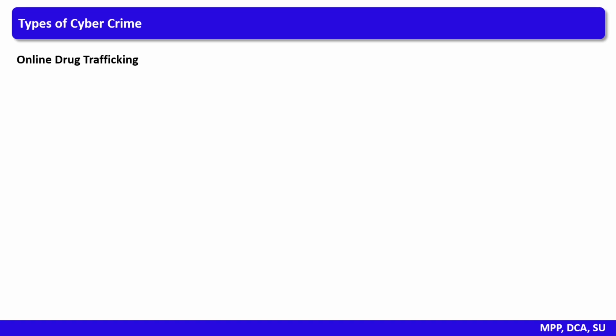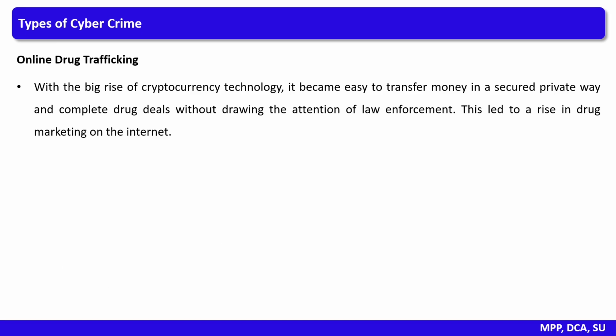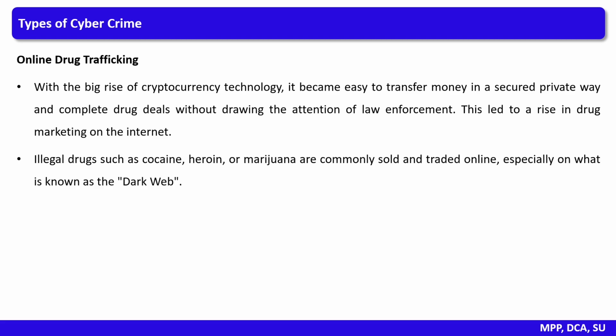Now let us move on to online drug trafficking. With the big rise in use of cryptocurrency in order to perform online businesses, it has now become much easier to transfer money using secured private network and complete drug deals without drawing the attention of law enforcement. This in fact has led to the rise of drug marketing on the internet. Nowadays, illegal drugs like cocaine, heroin, or marijuana are commonly sold and traded online, especially on what is known as the dark web.